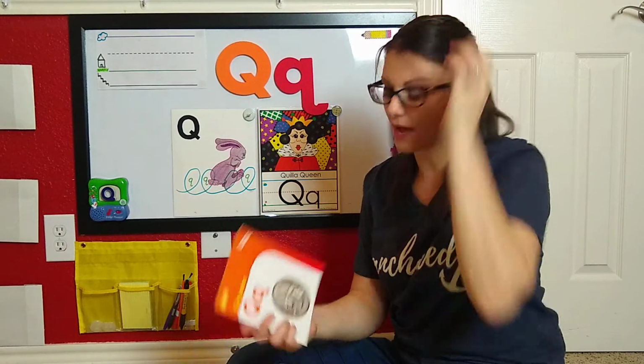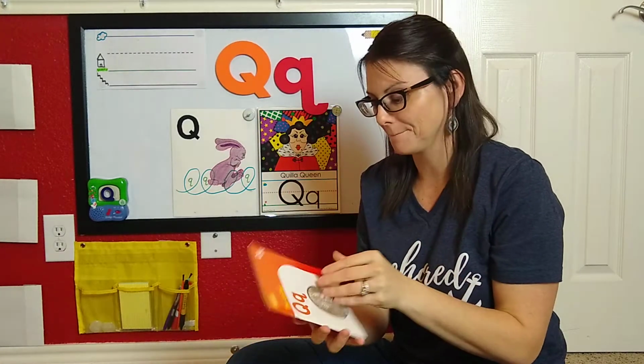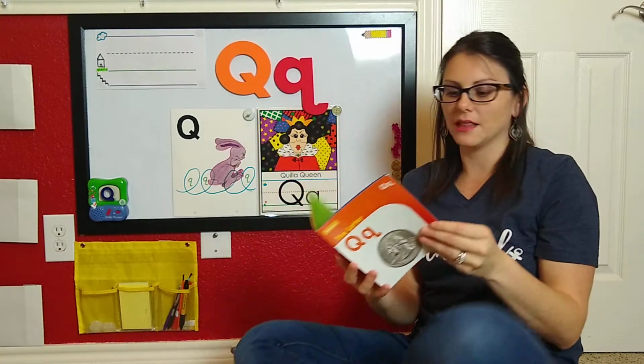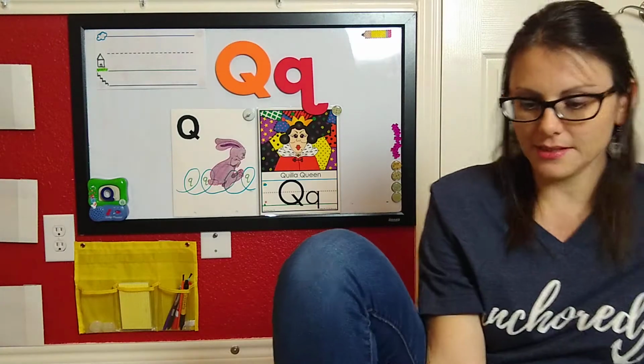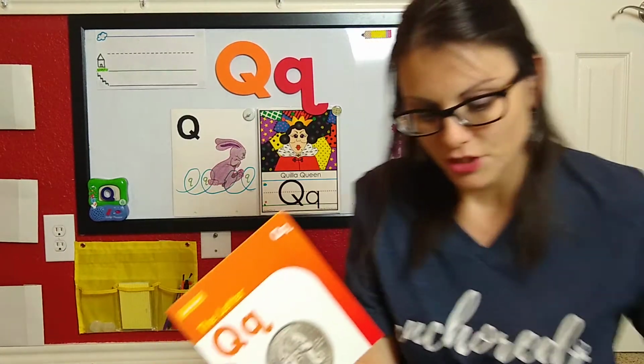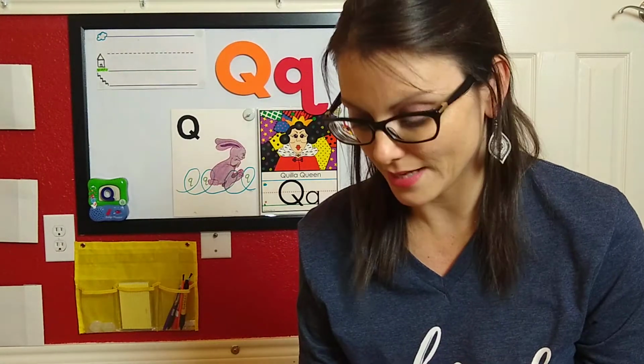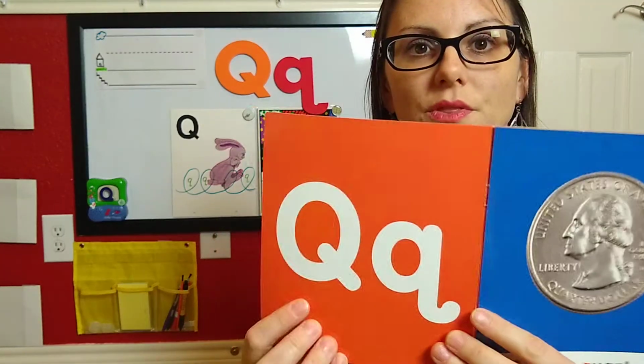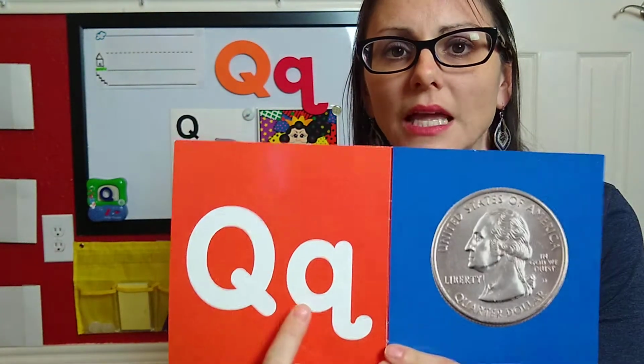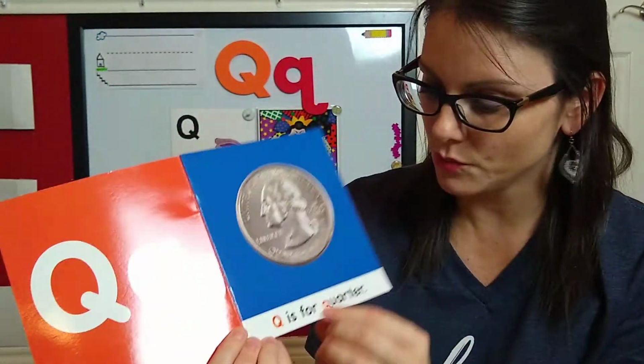All right. In my bucket, we also have a book. And I really liked these books because we have learned to read them with Miss Audria in class. Okay, so it starts with our capital Q and our lowercase q. And what is this, everybody? Remember what this coin is called? It's a quarter.